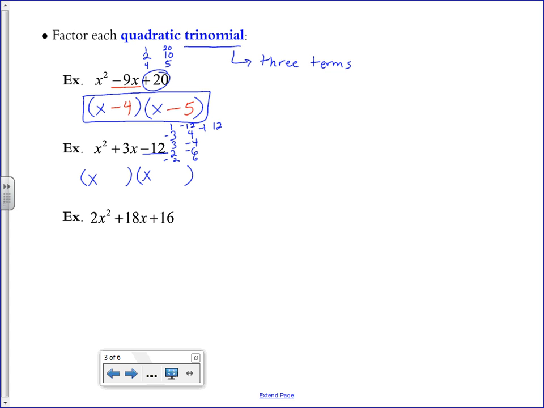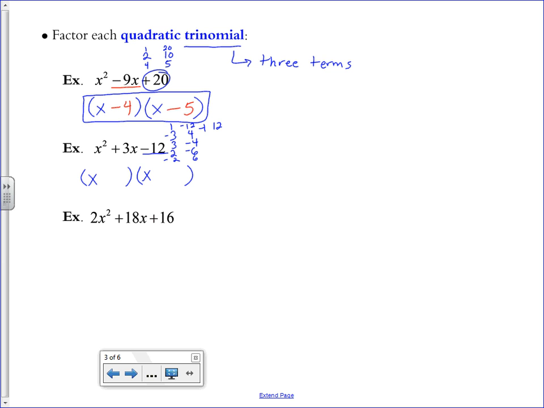So I'm looking for the pair that's going to add up to positive 3. I know 1 and negative 12 is not going to work. Negative 3 and 4, 3 and negative 4, 2 and negative 6. In fact, none of these are going to work. When that happens, if you've really exhausted all of the factors of that negative 12, none of them add up to the middle term. It means the trinomial is not factorable, and that happens more often than you would think.